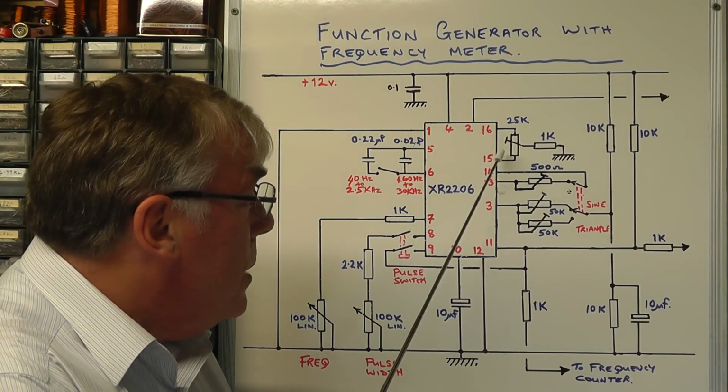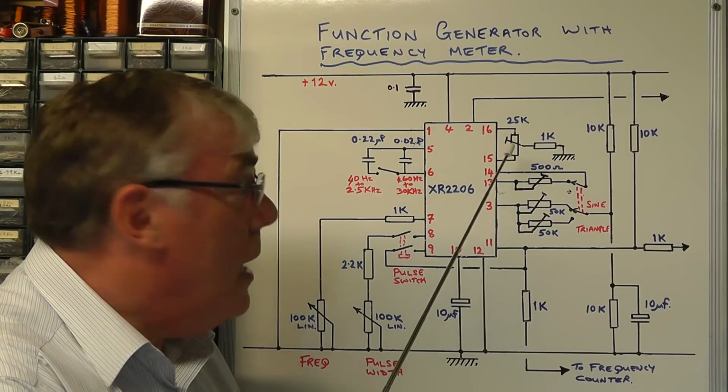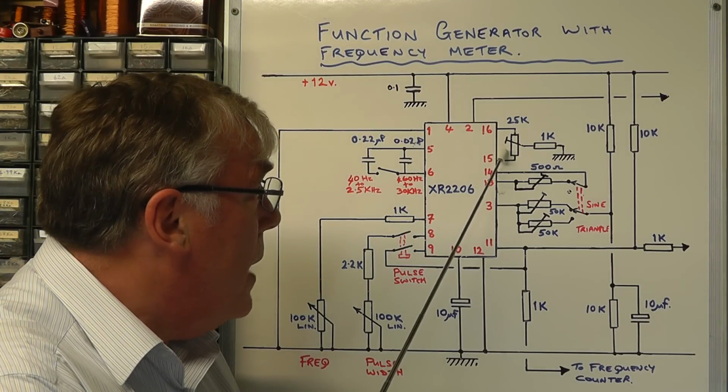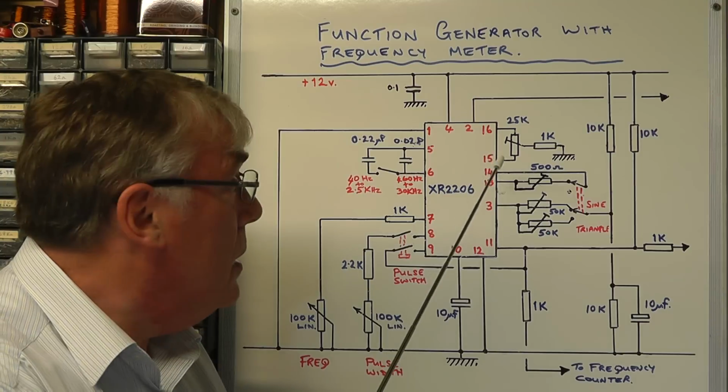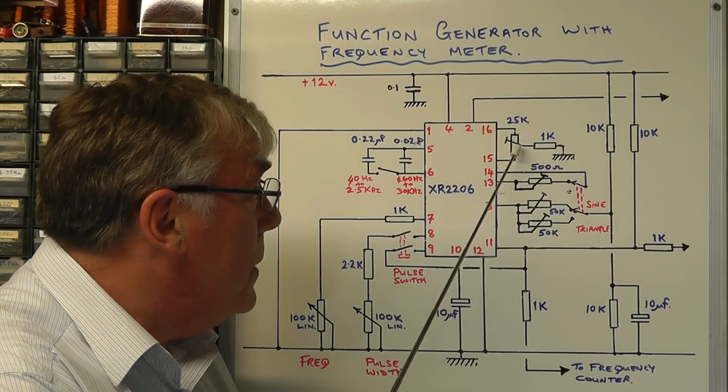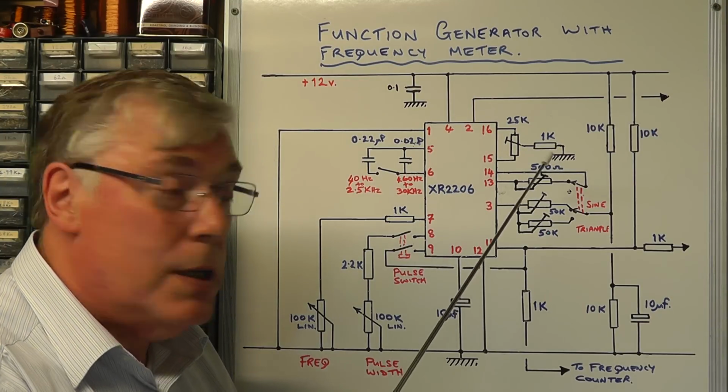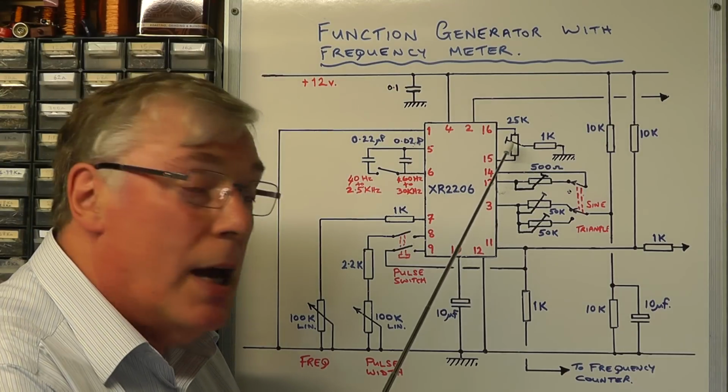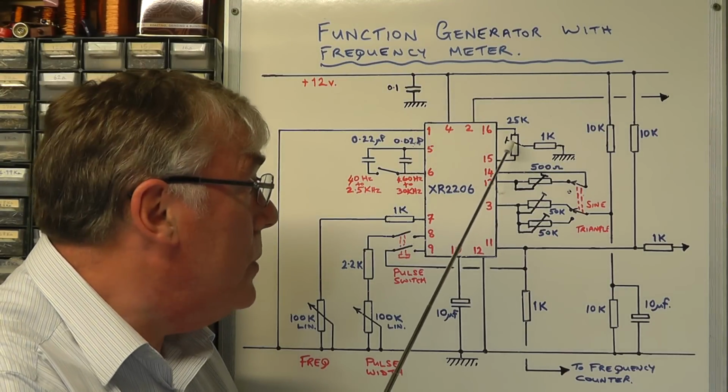Now the symmetry of the sine wave coming out is set by that preset there across pins 15 and 16, where the centre of the preset is going to ground through a 1K resistor, and we adjust that preset for symmetry of the sine wave coming out.